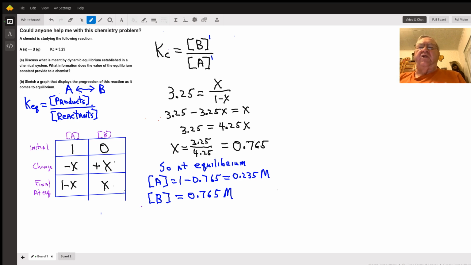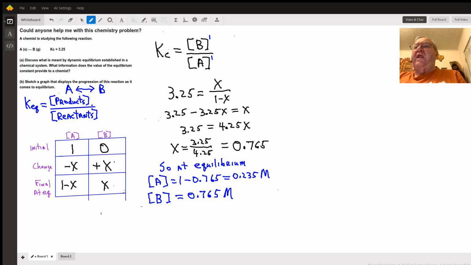Now, how much does it change? I don't have a clue. And when you don't have a clue in science, you use X. So I know that X amount of A changed into B. So the change for A would be minus X, and the change for B would be plus X. Then we would know at equilibrium, the concentration of A would be 1 minus X, and the concentration of B would be X. We plug that into our expression.